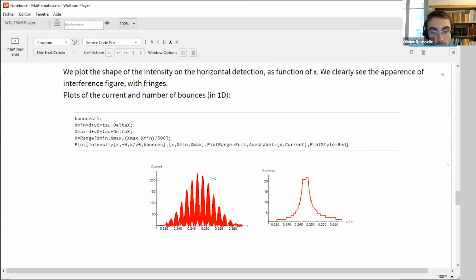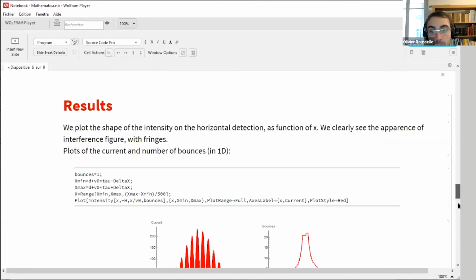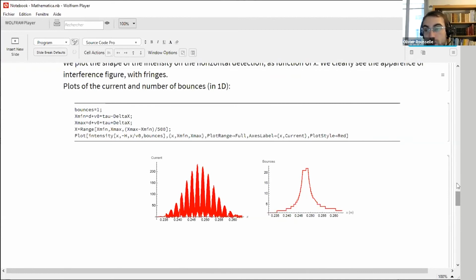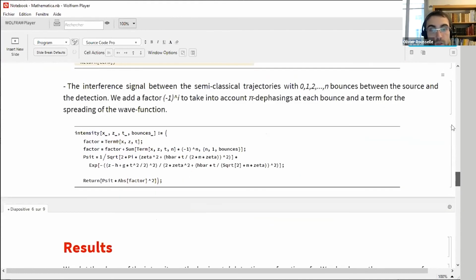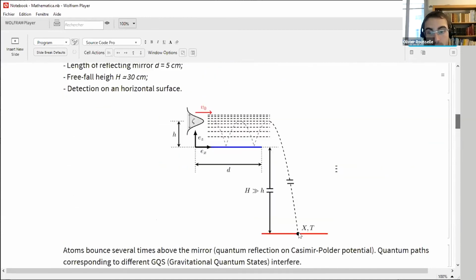and you can see here when we plotted the current. This is the left figure, and on the right, we can also calculate how many bounces are needed. How many bounces can we have on the trajectories to reach a certain position? What is the maximal number of bounces to reach a certain position? For example, if I come back to this design figure, for this point here, we can reach it by direct trajectories or trajectories with 1 bounce, 2 bounces, etc.